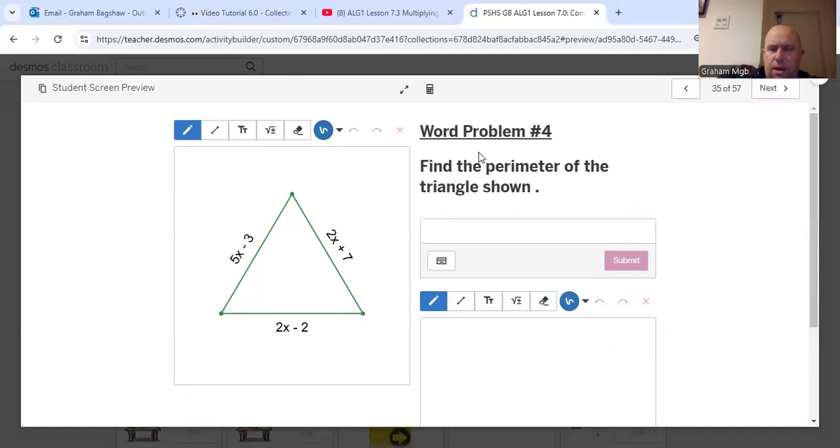And last one, perimeter. We've had perimeter quite a few times so far this year. Perimeter is when you add all the sides together. So as I'm looking at it, I'm just looking for those like terms. So 5x, 2x, 2x. When I add those together, that is 9x. -3, add 7 is positive 4. Add -2 is positive 2. So this should be 9x plus 2.